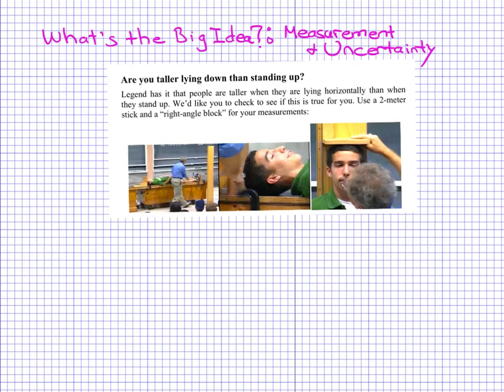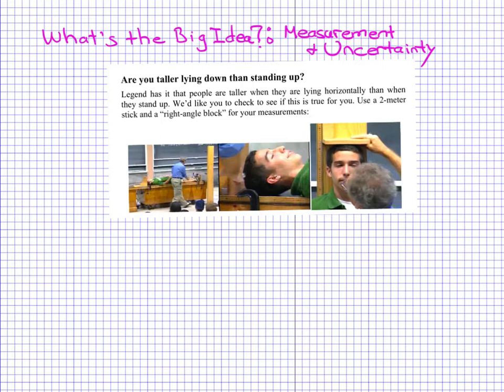Hello, hello, hello. In this episode of What's the Big Idea, we're going to be talking about measurement and uncertainty. This is an important lesson for all you budding experimental physicists out there, or experimental scientists in general. I'll start off this big idea by telling you a little story.